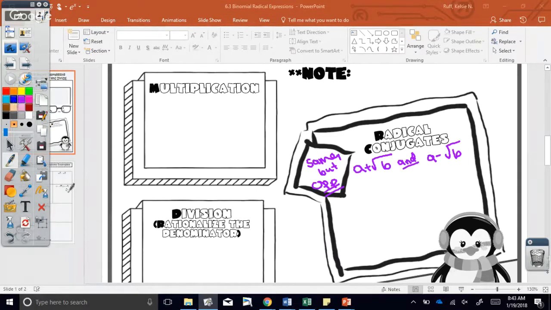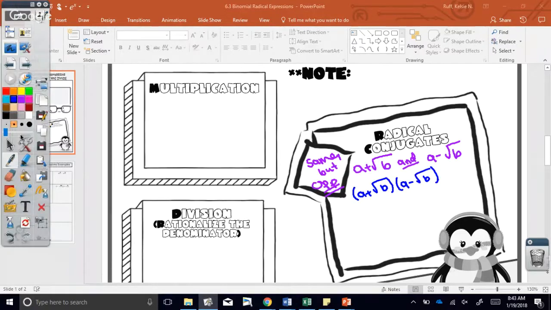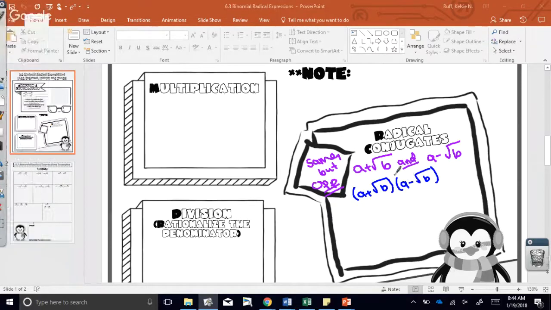What kind of properties do conjugates have? We're going to take these two conjugates and multiply them: a plus the square root of b times a minus the square root of b. Let's see what happens. I'm going to start first times first. A times a gives me a squared. Then a times negative square root of b is negative a square root of b.